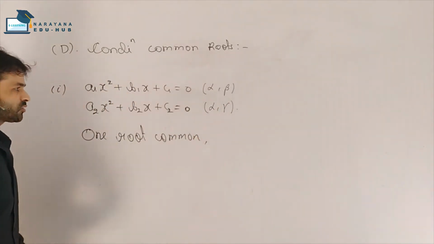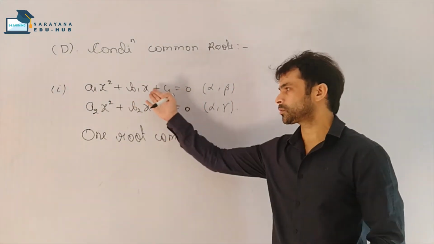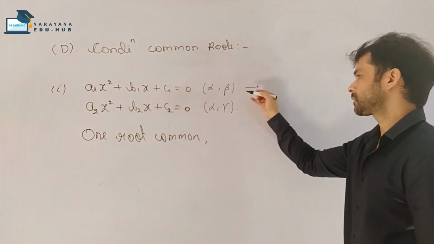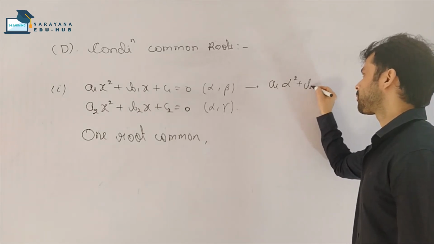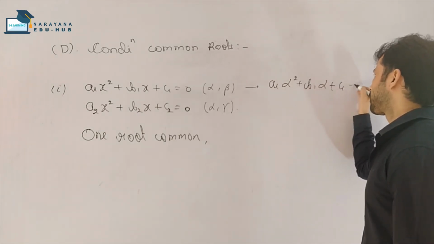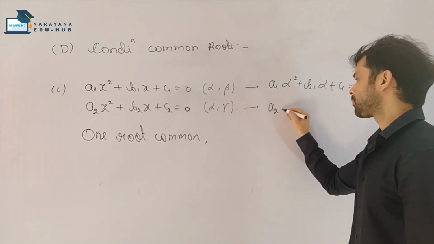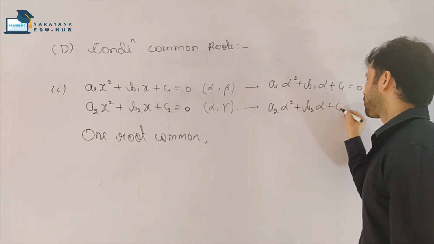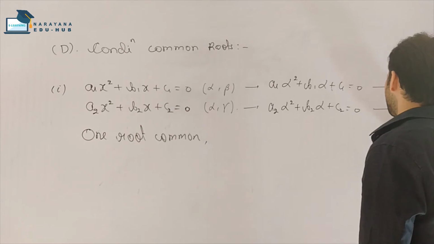So what will happen? Simply, alpha will satisfy this equation, alpha will satisfy this second equation. So I am writing the first equation, alpha will satisfy this and alpha will satisfy this. So this is equation 1, this is equation 2.